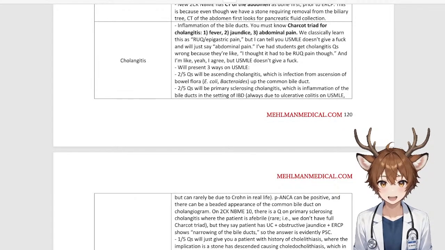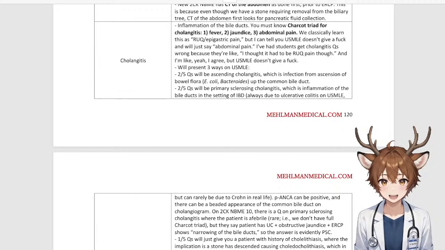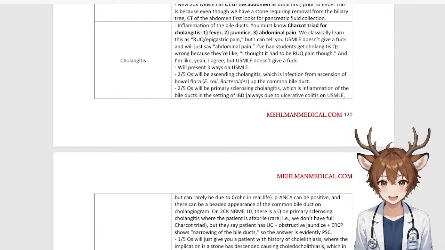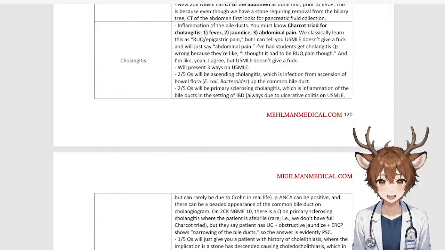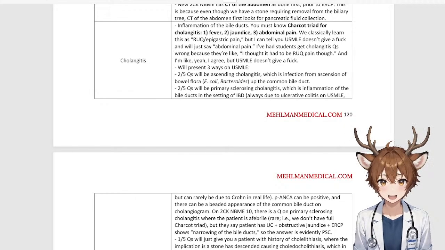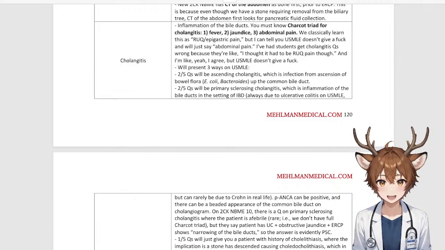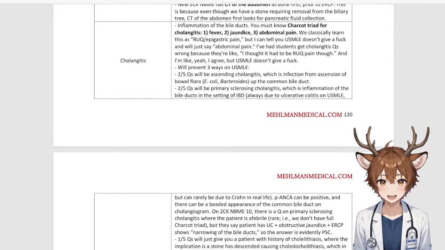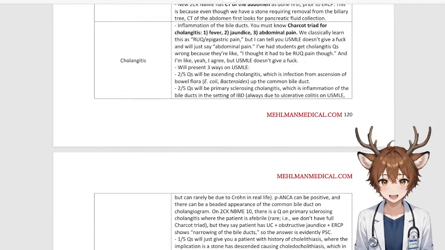Cholangitis. Cholangitis, inflammation of the bile ducts. You must know the Charcot triad for cholangitis, which is 1, fever, 2, jaundice, 3, abdominal pain. We classically learn this as right upper quadrant or epigastric pain, but I can tell you that USMLE doesn't care and will just say abdominal pain. I've had students get cholangitis questions wrong because they're like, I thought this was the right upper quadrant pain. And I'm like, yeah, I agree, but USMLE doesn't care.